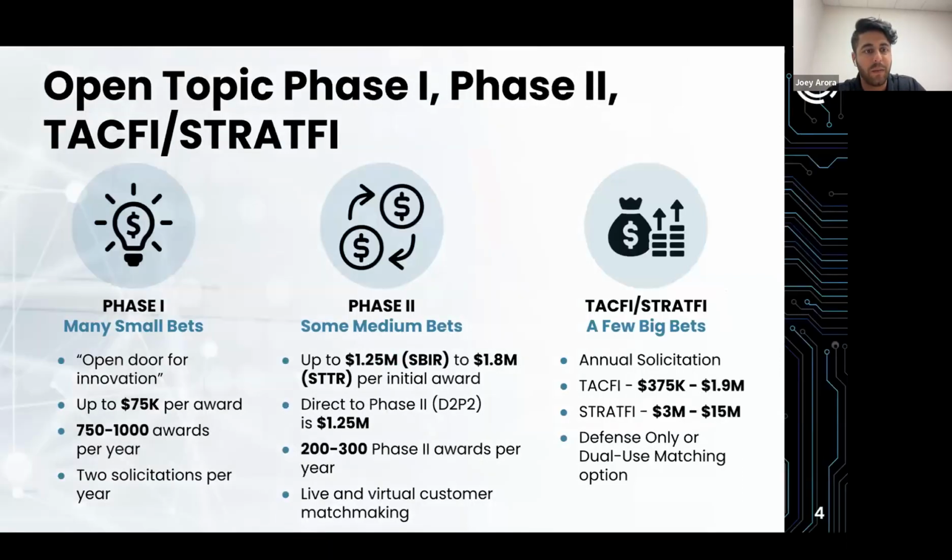So what do the awards look like? We're going for phase ones. What does that mean?